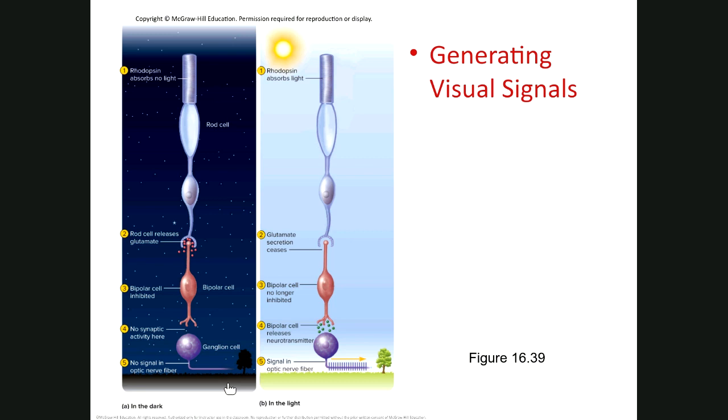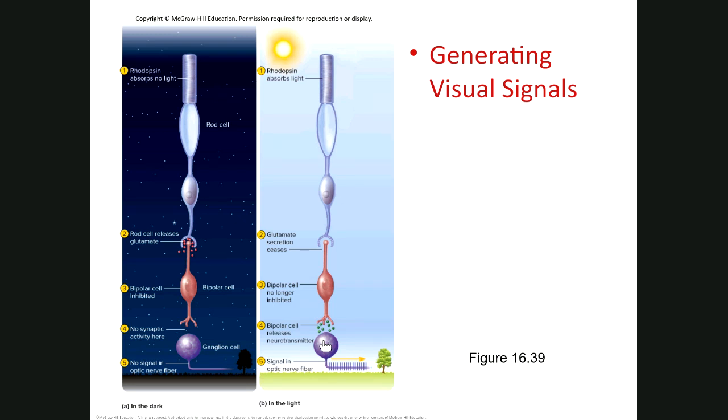Now, if it's exposed to light, the rod cell will not release glutamate. And since no glutamate is released, the bipolar cells don't feel inhibited, and the bipolar cells will actually stimulate the ganglion cells. And when the ganglion cells are stimulated, they send an optic nerve signal to the brain. And whatever it sent, the image is now created in the brain. There you go.